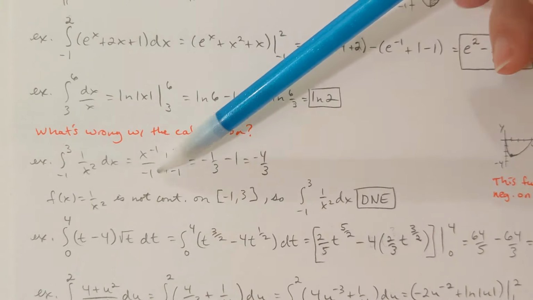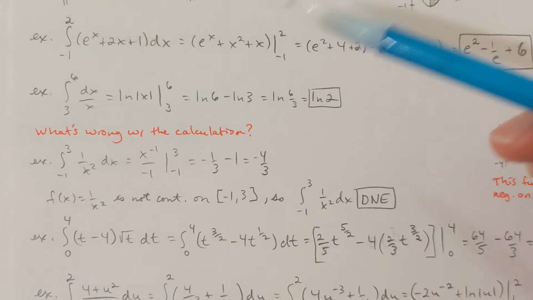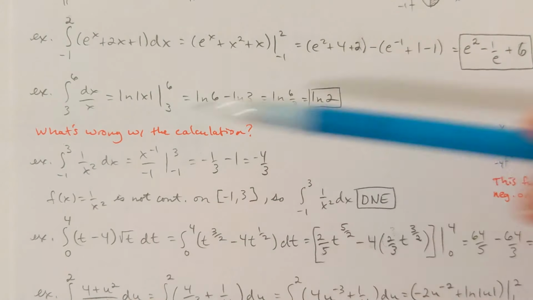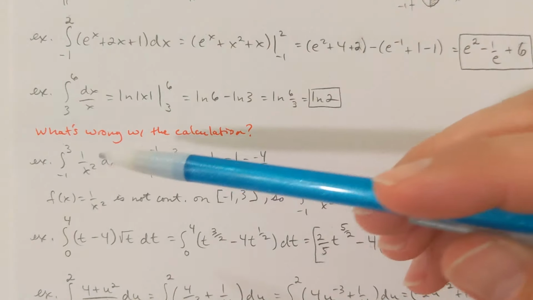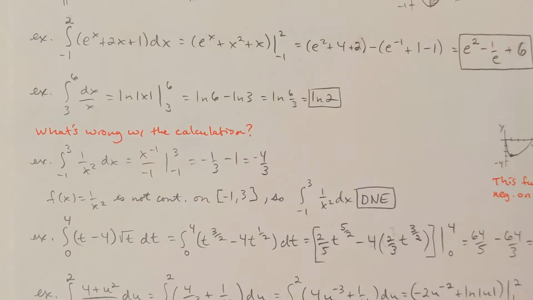Plug in the bounds into -1 over x. When you plug in 3, you'll get -1/3, and then minus 1 gives you -4/3. Now, -4/3 would be the wrong answer. The reason is because this function is not continuous on the interval -1 to 3. I would have a vertical asymptote at x equals 0.